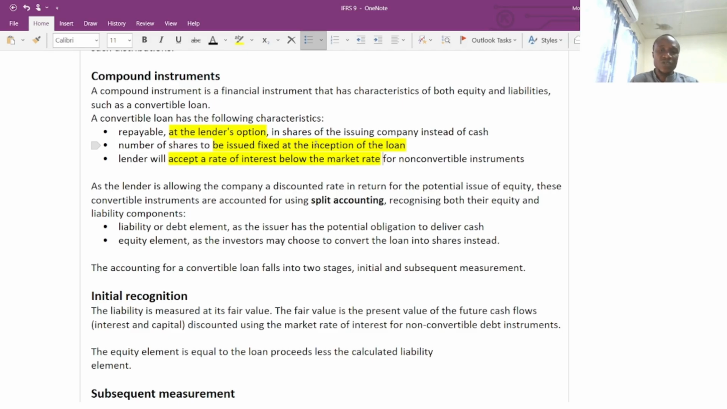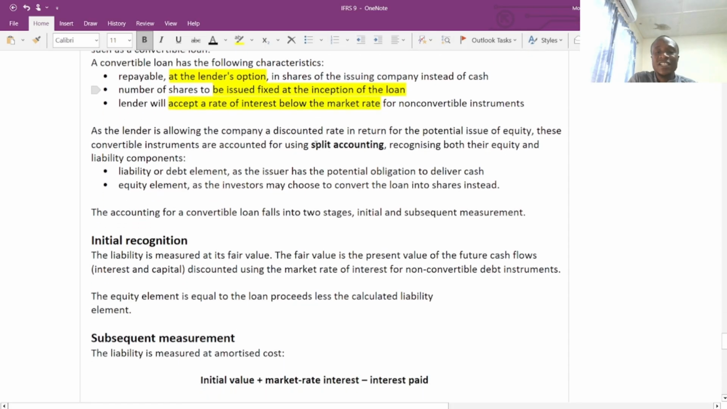Very important distinction, very important concept. For every accounting standard, you need to know why we are going to account for this as equity, why we are going to account for this as liability, why we are going to account for this as expenses. The basis for every double entry, you as a student should try at all costs to know, so that you will be on the safer side. The accounting for a convertible loan falls into two stages, initial and subsequent recognition. Now let's look at it.